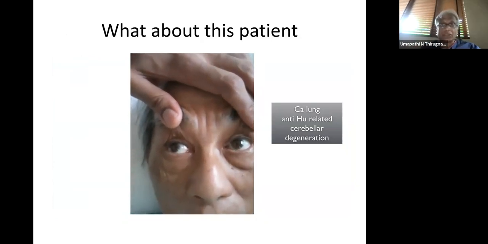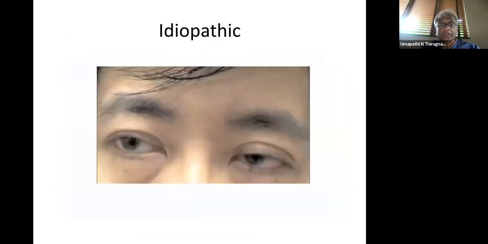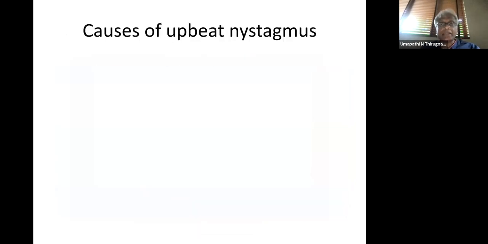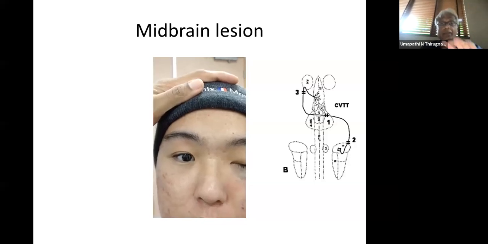Okay, so all these patients that we talked about are definitely central. Finally, what about upbeat nystagmus? Remember, vertical, upbeat or downbeat, is all central.